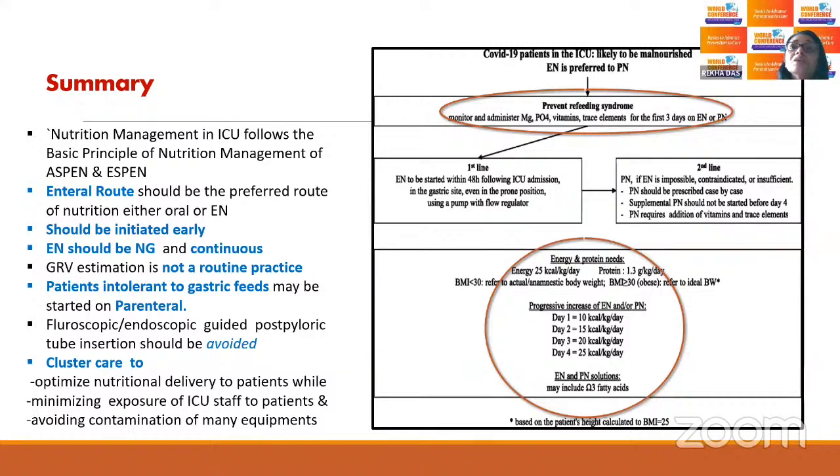Enteral route nutrition should be initiated early, within 48 hours. Enteral route nutrition should be nasogastric ideally, and it should be continuous. Estimation of GRV should not be a routine practice. Patients who are intolerant to gastric feed may be started on parenteral feed, but you should avoid fluoroscopy or endoscopy guided post-pyloric tube insertion because they are aerosol generating and they may contaminate too many substances.